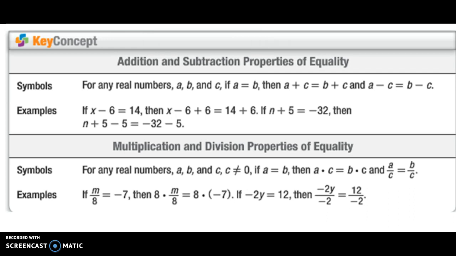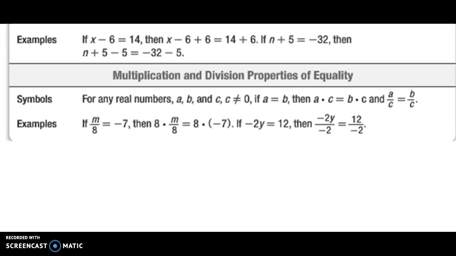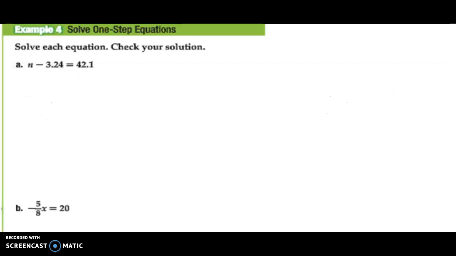If I subtract one thing from the left side, I've got to do it to the right as well. Multiplication property down here, multiplication and division, same sort of deal. If you multiply the left side of your equation, you have to multiply the right side, or if you divide, and vice versa. Whatever you do to one side of your equation, you have to do to the other, and we use that to solve equations.